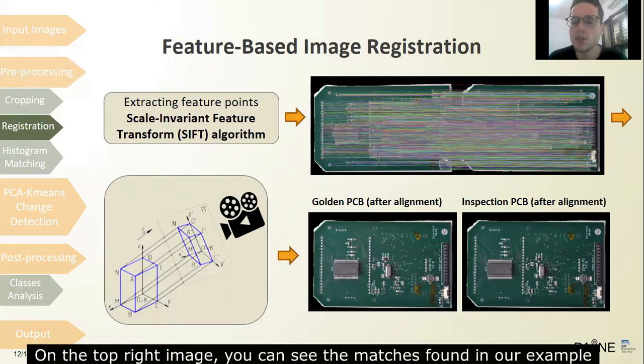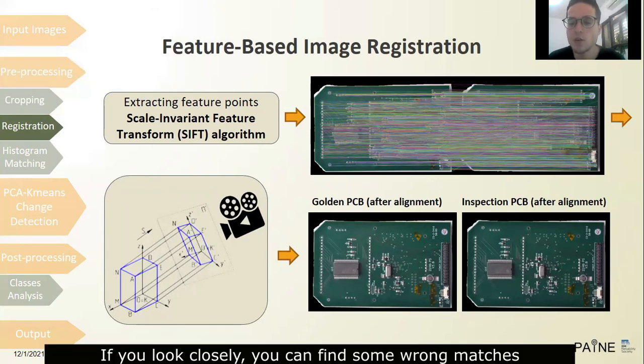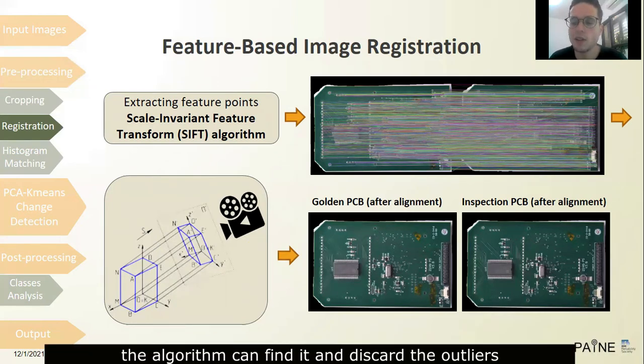On the top right image, you can see the matches found in our example. If you look closely, you can find some wrong matches, but as long as most of the matches correspond to the correct linear model, the algorithm can find it and discard the outliers.